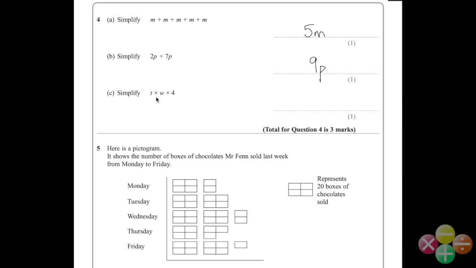And simplify t times w times 4. Now in algebra, we don't use the multiplication symbol. So we put the letters next to each other in alphabetical order. So tw is t times w. And the 4 always comes before the letters, so any numbers will come before the letters.